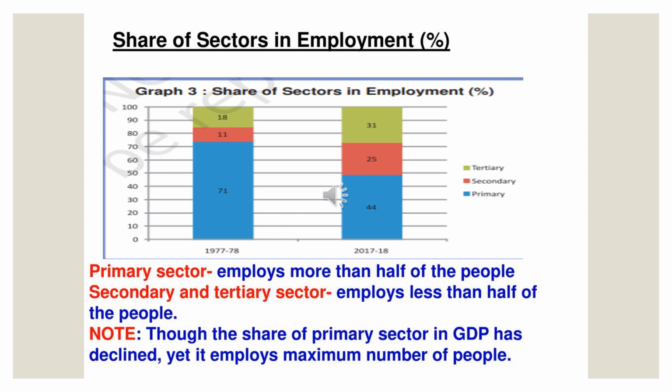So what it means is that even though the primary sector is providing the largest number of employment, yet it is the tertiary sector which is contributing the maximum to GDP, employing only 31% of the population.